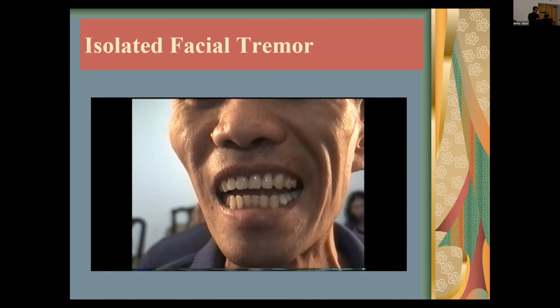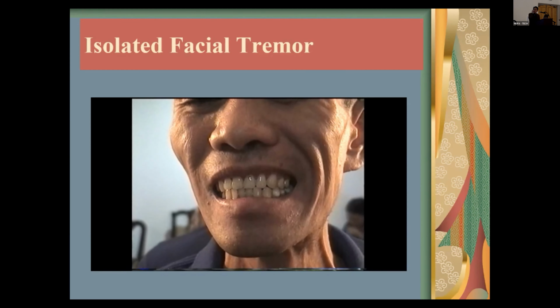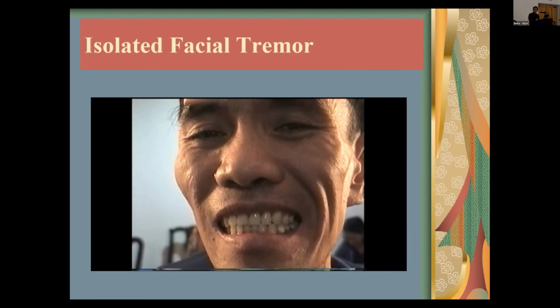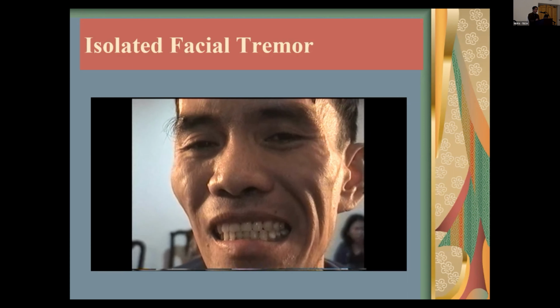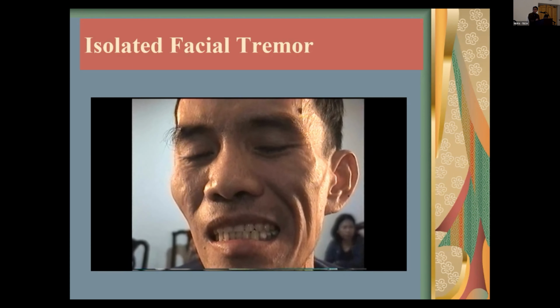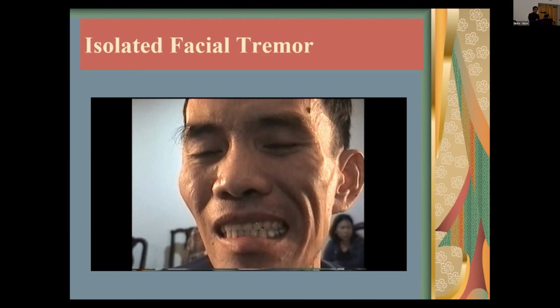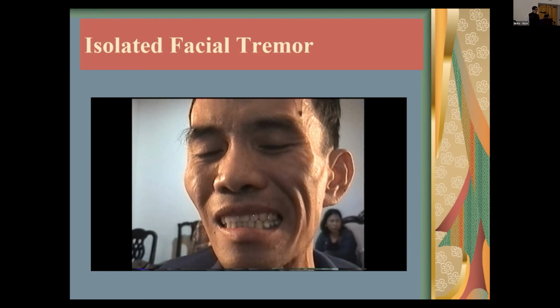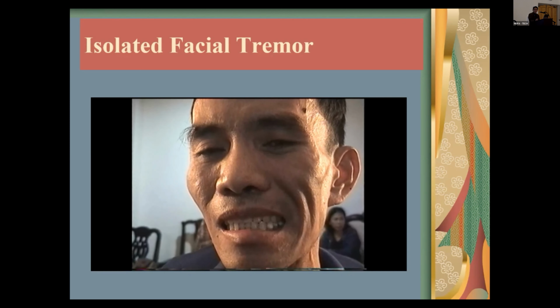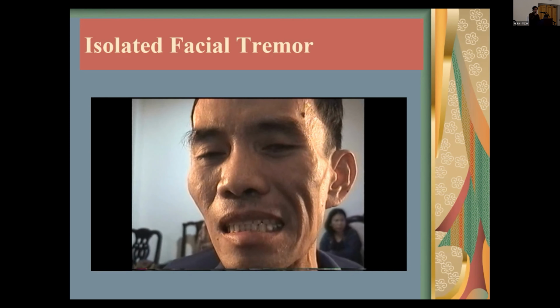So here's somebody with an isolated facial tremor. It comes out when he's smiling. Not a very common condition. In patients with essential tremor, aside from their head being involved, many patients also have either a little bit of a jaw tremor, maybe a facial tremor, and sometimes even the eyebrows may tremor.